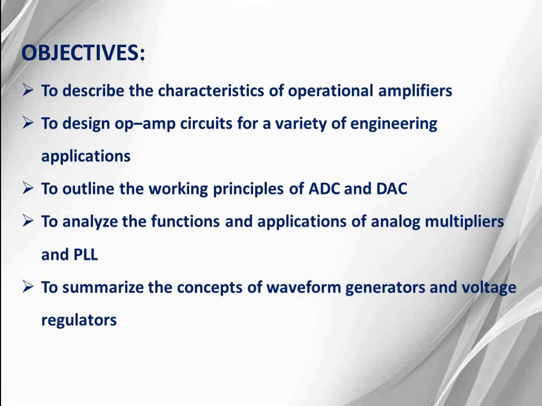The third objective is to outline the working principle of analog to digital converters and digital to analog converters. To analyze the functions and applications of analog multiplier and PLL, it is coming in unit 4. So here we will discuss phase lock loop and its applications, multiplier ICs, all the things. The last unit has the objective to summarize the concepts of waveform generators and voltage regulators, and different waveform generators, function generators, and the regulation of voltage. All the things we will discuss in unit 5.